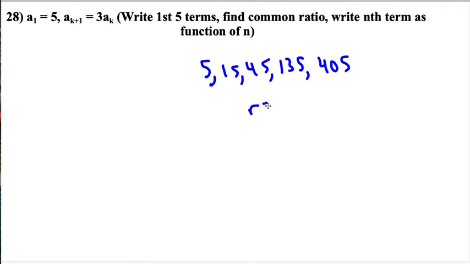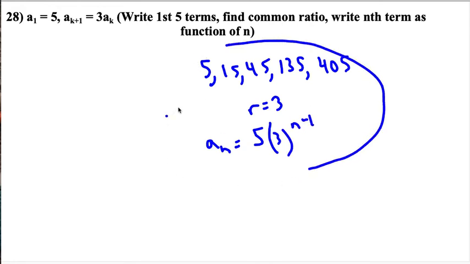Yay! By now, hopefully you understand that the common ratio is 3. That's what we're multiplying by. In the nth term, A sub n would equal what? The initial term times the common ratio to the, don't forget, it has to be to the n minus 1th power. And there you are. Just like that.